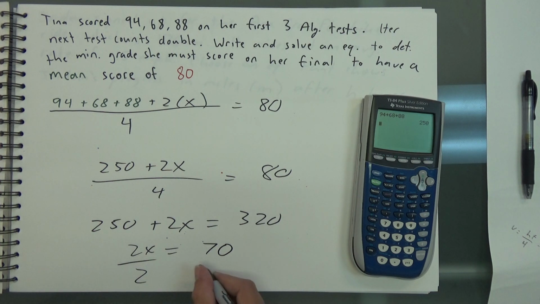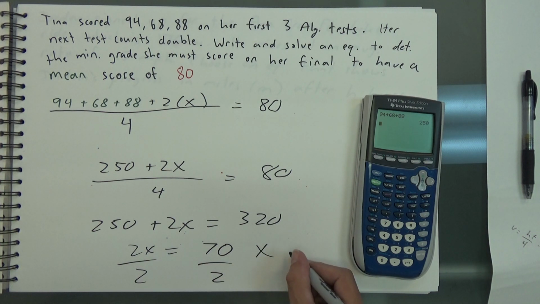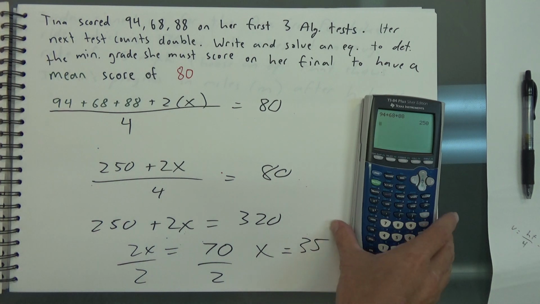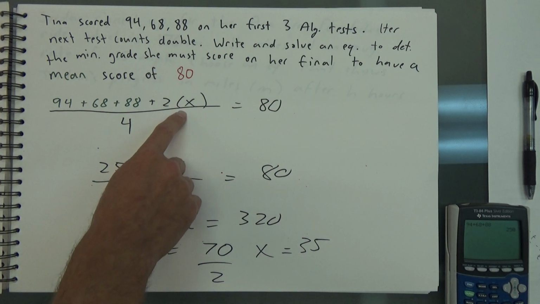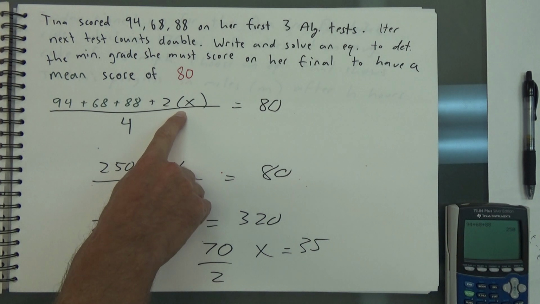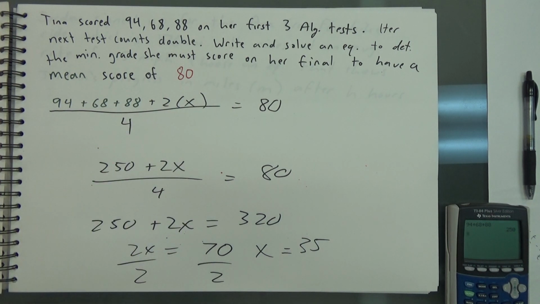Divide by 2. She has to get at least a 35. Should be able to swing that. The trick, or the extra that makes it a little more difficult, is that the last one counts twice, but you're dividing by 4 tests.